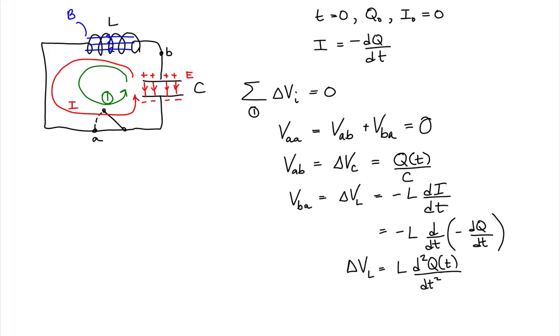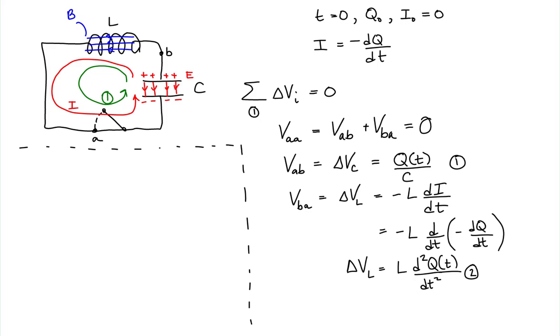So now we have two expressions. We have the expression for the potential difference across the capacitor's plates. We have an expression for the potential difference across the inductor. Let's use those two expressions to determine the equation that governs the behavior of this LC circuit. We'll just put our work over here.